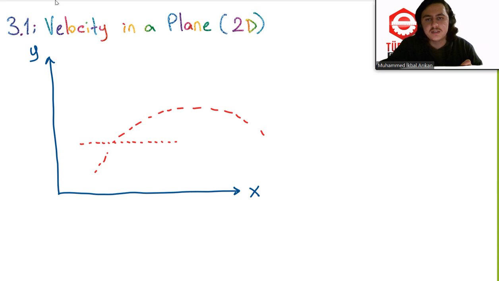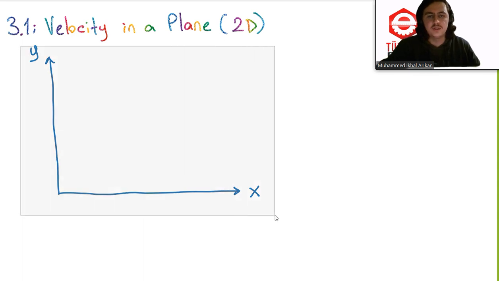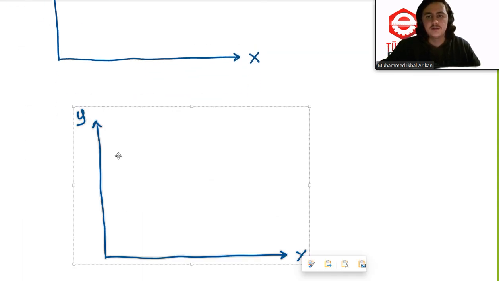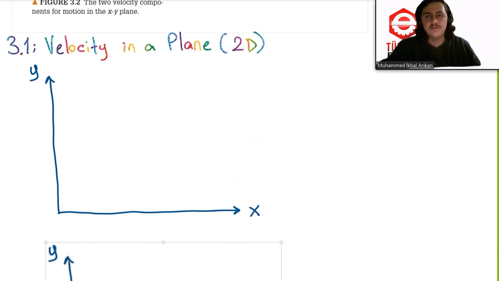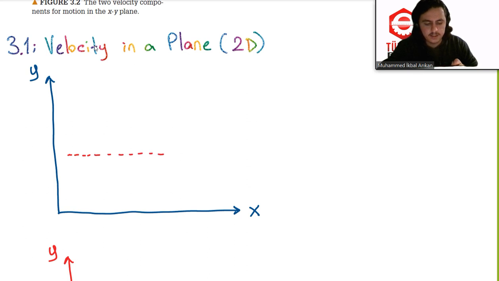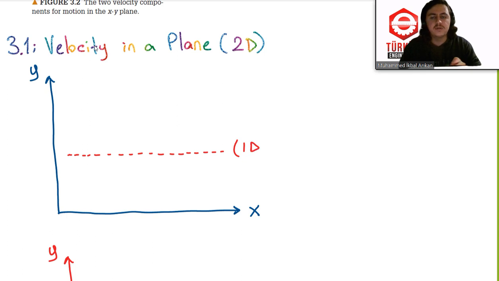Okay, so I will put just two different paths. One of them will be just curvilinear, and the other one will be rectilinear. Okay, two different paths. So I will just draw two different graphs. The first graph will be rectilinear. So I will put my path. My path is linear and parallel to the x-axis. If I have rectilinear motion and it is parallel to the x-axis, that means that I am not moving in the y-axis. So that will be one-dimensional.